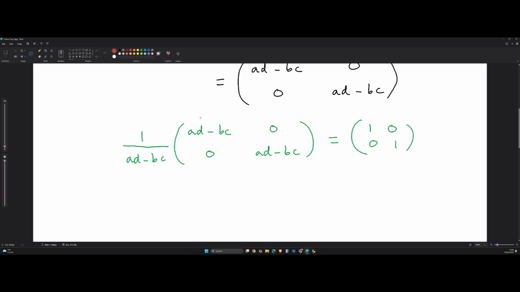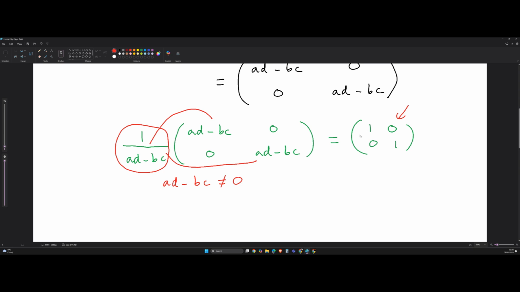If we were to multiply this matrix by this scalar to the left, we'd actually generate the identity matrix to the right. But this is only under one condition: ad minus bc is not equal to 0, because you cannot divide by 0. As you can see, if you multiplied this by this you'd get 1, and if you multiplied this by this you'd also get 1, giving you the identity matrix.